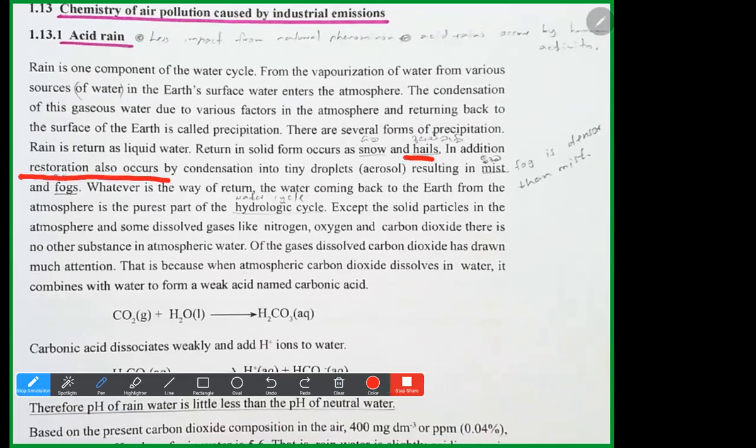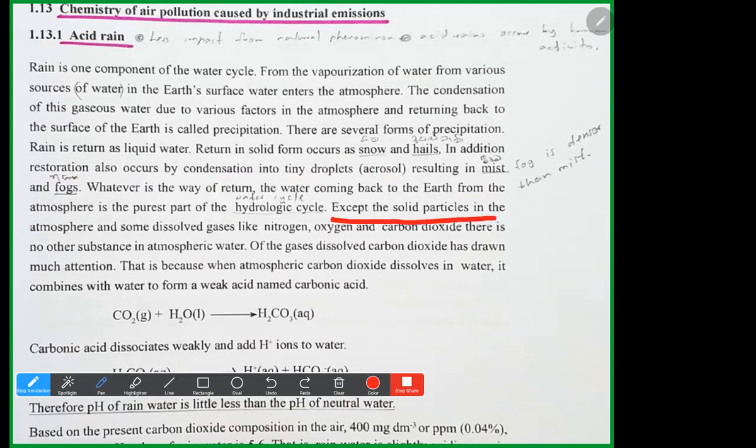In addition, precipitation also occurs by condensation into tiny droplets. That's aerosols, like we experience in aerosol sprays and body sprays, resulting in mist and fogs. Whatever is the way of return, the water coming back to Earth from the atmosphere is the purest part of the hydrologic cycle, that is, the water cycle.